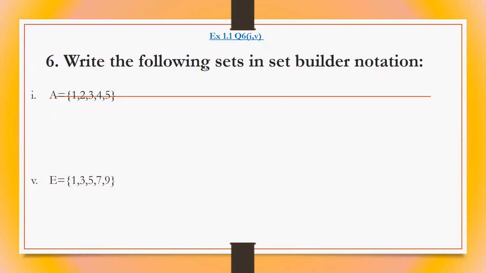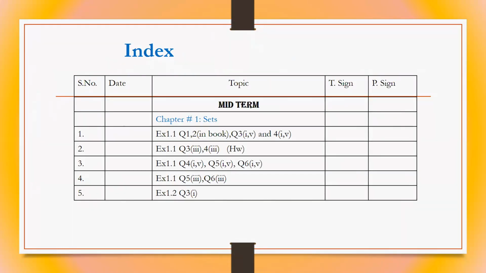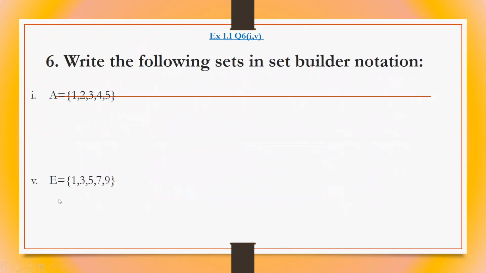So students who have not completed question 6 yet, don't worry about that. Quickly copy down the question: exercise 1.1, question 6, part 1 and 5. Question 6, bit 1 and 5 is on the screen. Students who have completed it, very good. If you all have done question 6, bit 1 and 5, just copy down exercise 1.2, question number 3, bit 1. Okay, so this is the question on your screen.